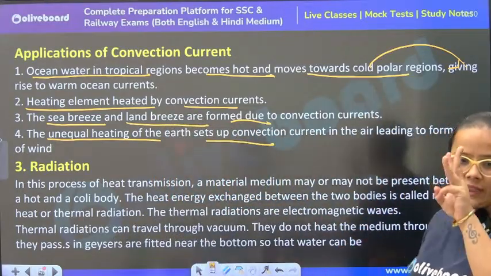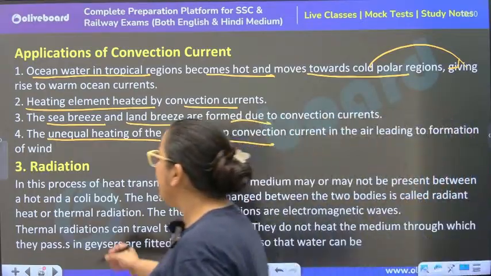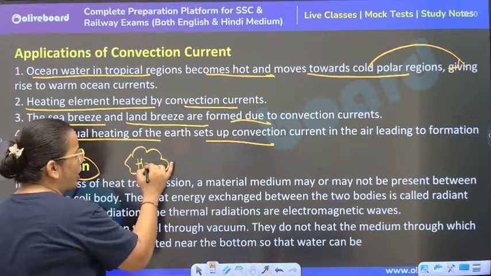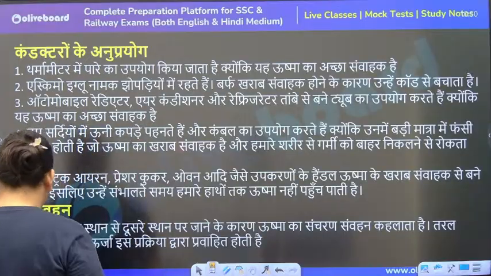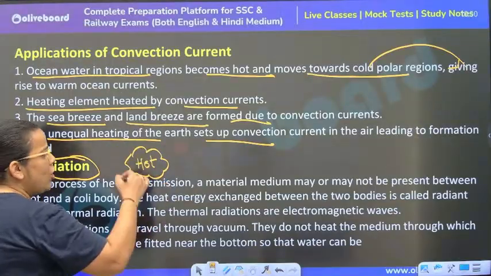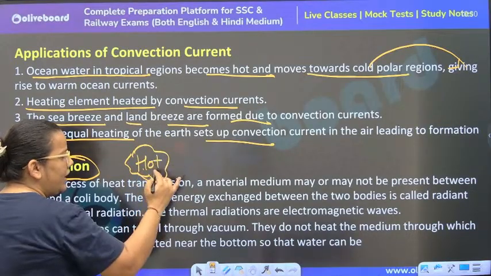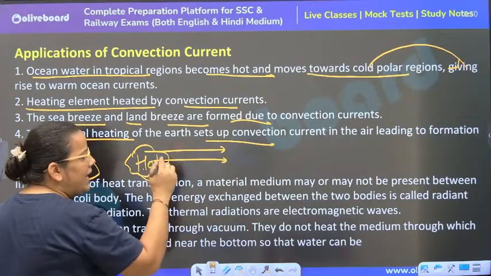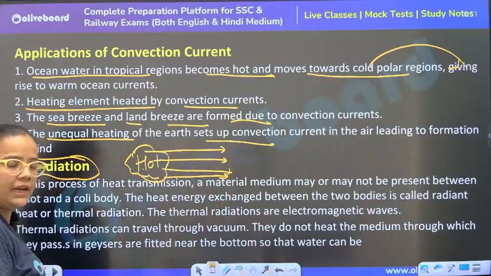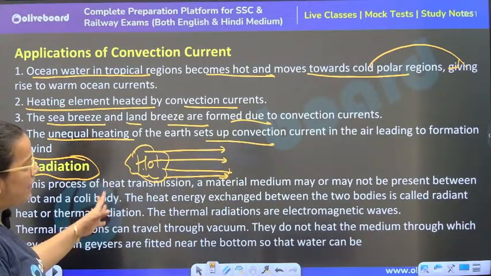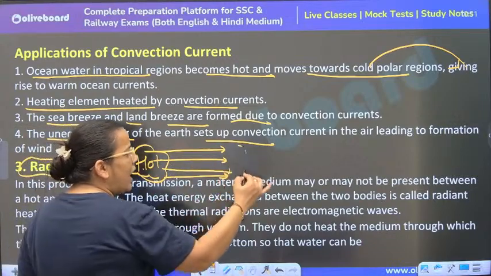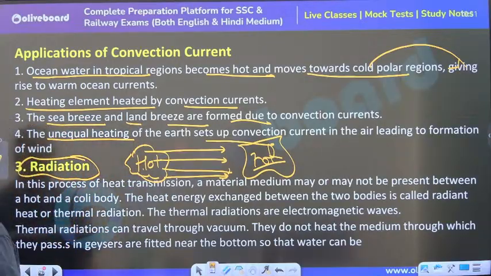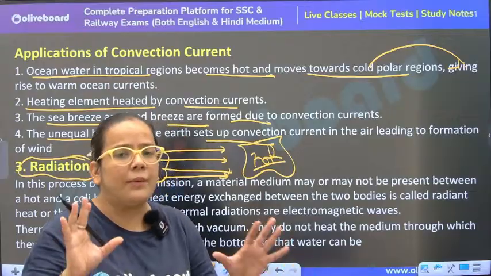Okay, moving to the third mode of transmission, that is called radiation. Sometimes any object which is very hot gives off that heat in the form of different waves, which are not directly visible, but due to these waves the other object also gets hot or receives heat. It is termed radiation. For example, the perfect example is the sun. The sun is a perfect example of radiation.